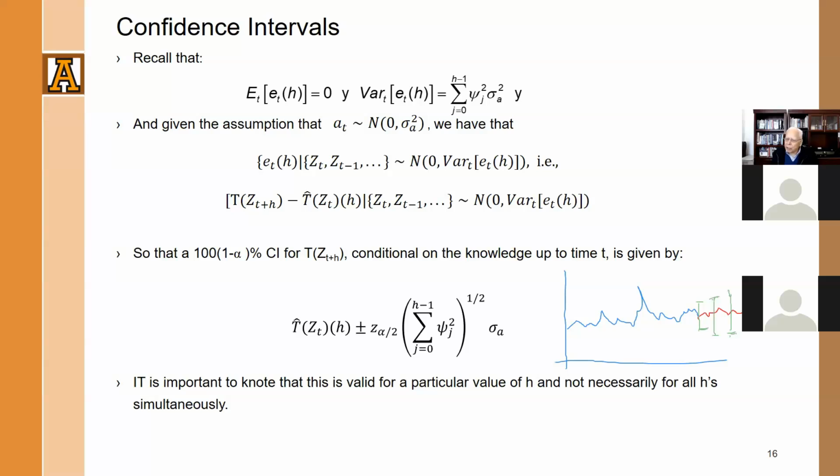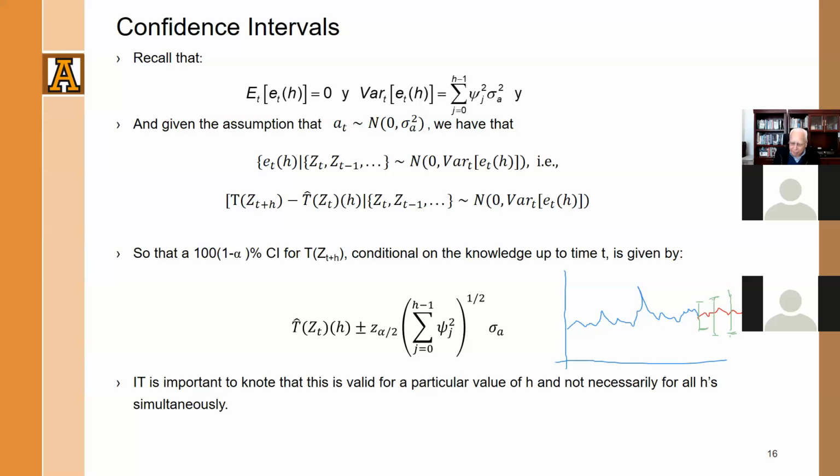Because we're not using the joint distribution of the future Z's, of Z_{t+1}, Z_{t+2}, Z_{t+3}. That is, we're not using the joint distribution of a_{t+1}, a_{t+2}, a_{t+3}, and so on. So these are intervals and not bands. That's a different thing.